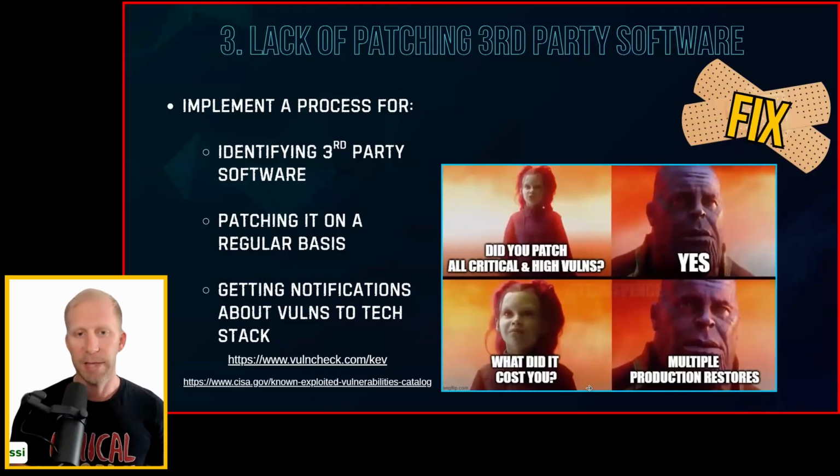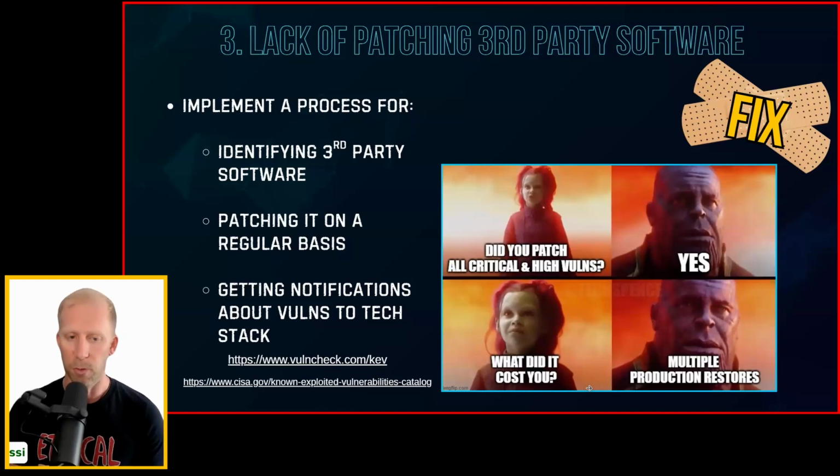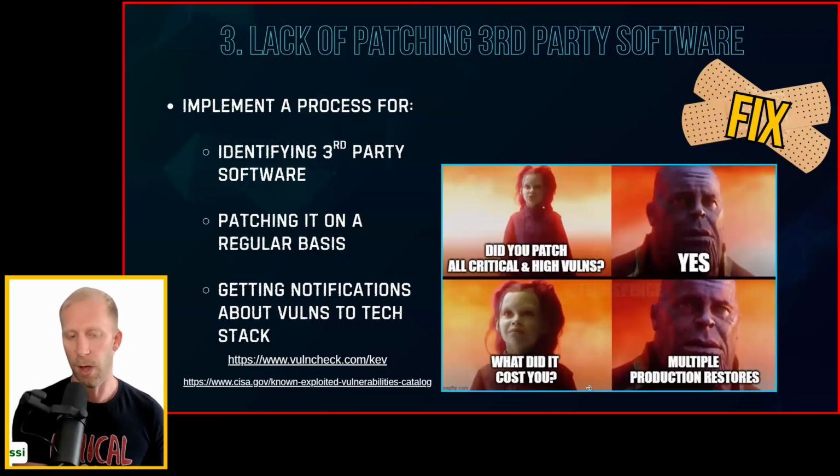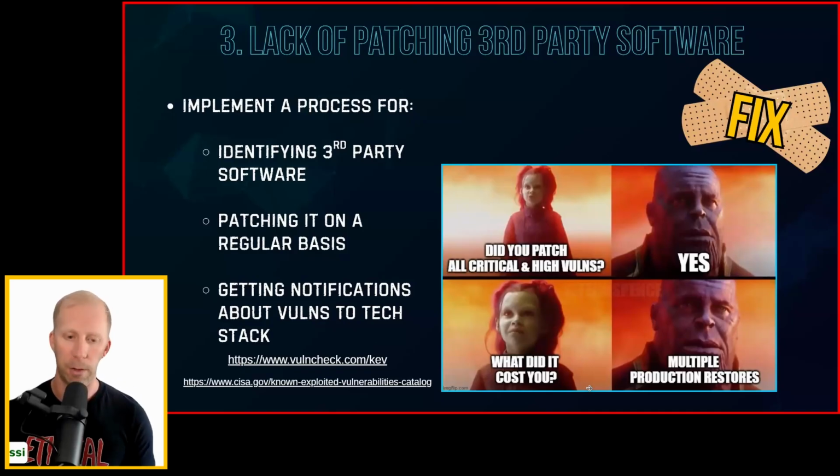My main takeaway for third-party software is very simple, in my opinion. It's identify third-party software on all of your endpoints, and patch it as quickly as you can on a regular basis. And thirdly, maybe the most important, get notifications about vulnerabilities to your tech stack. Had the client had some insight into Splashtop vulnerabilities or vulnerabilities that affected their software, maybe they would have caught it a little bit sooner.